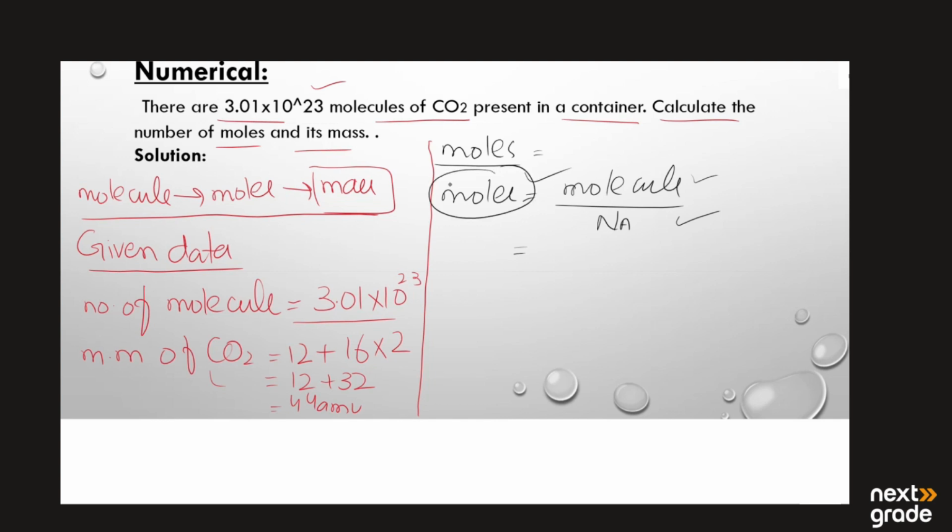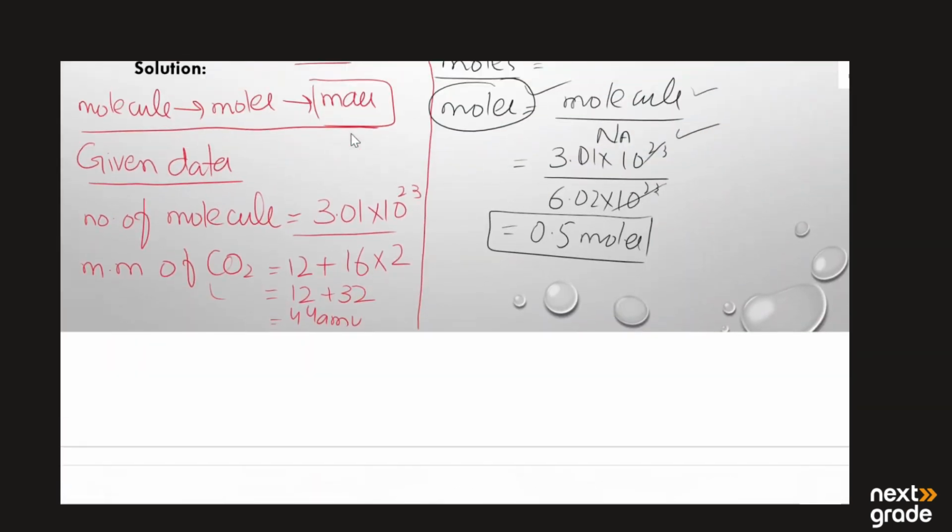So here the total number of molecules is 3.01 into 10 raised to power 23 divided by Avogadro's number, that is 6.02 into 10 raised to power 23. By cutting out the 10 raised to power 23 with the 10 raised to power 23, now we will find the division. 3.01 divided by 6.02, we will get 0.5 moles. So moles we have 0.5 moles. So now we will convert these moles into the mass of substance in grams.